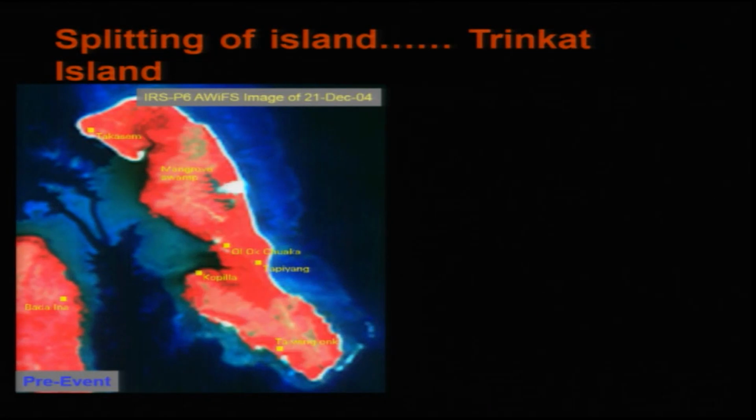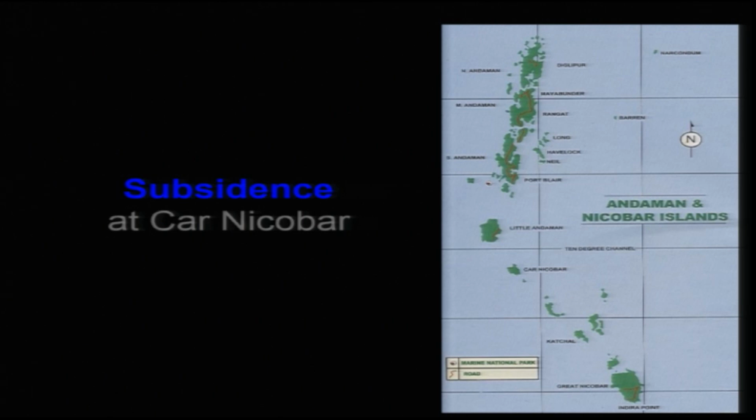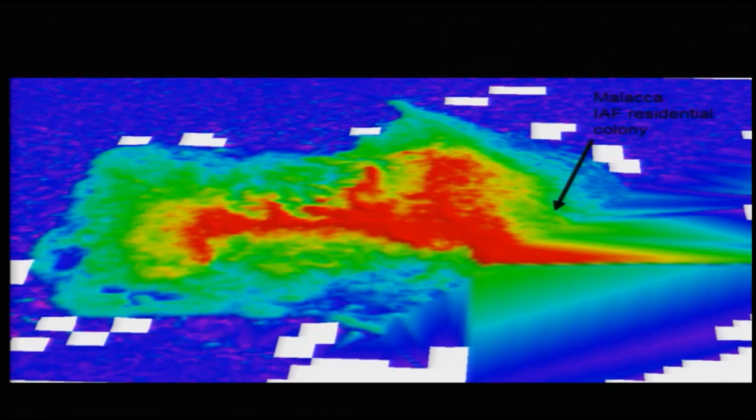And then the splitting of the islands, this was taken by the Indian satellite, which shows that this portion looks like it got split in two, but this is because of the subsidence, the area subsided and the low-lying areas were inundated. These are the aerial photographs which we took, showing the inundation in the central portion of Trinket Island. Now, coming to Car Nicobar here, the subsidence was almost 1.5 meters or so.